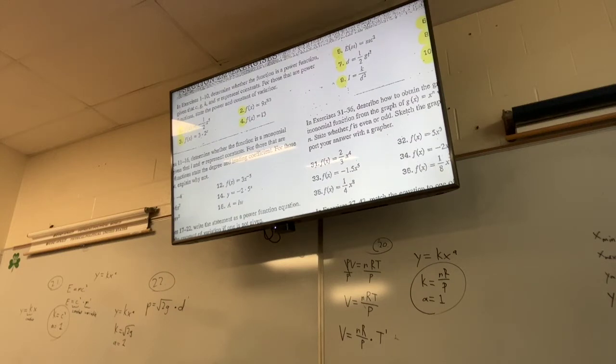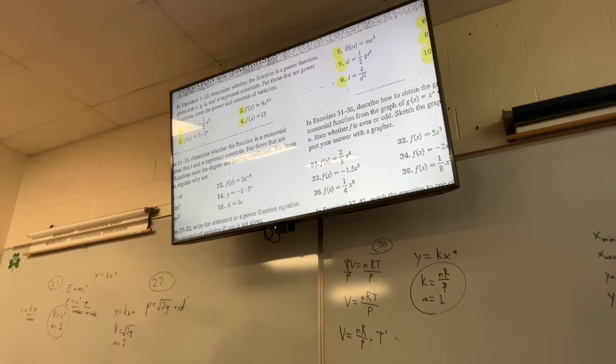So what are they asking? They want us to look at each function and see whether it's a power function, given that c, g, k, and pi represent constants. For those that are power functions, state the power and constant of variation. So let's look at number 1 first, okay?